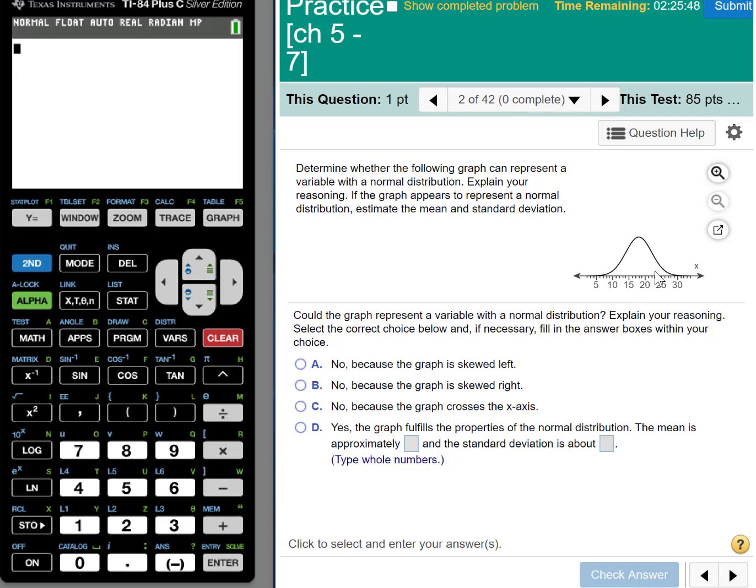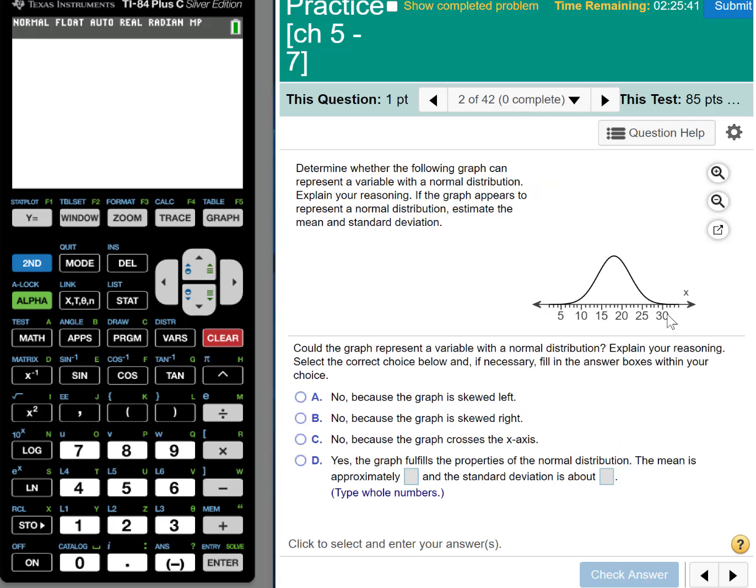Remember, you go 3 standard deviations above the mean and 3 standard deviations below the mean. If you press on the plus, you will notice you should go to 30, and if the mean, let's say, is about 18, 18 to 30 is 12. That's 3 standard deviations. Divide by 3, you get a standard deviation of 4. So you would say, yes, the graph fulfills the property of the normal distribution. The mean is approximately 18 and the standard deviation is about 4.